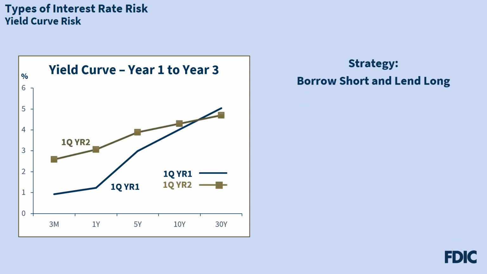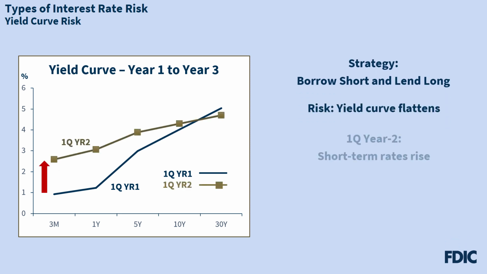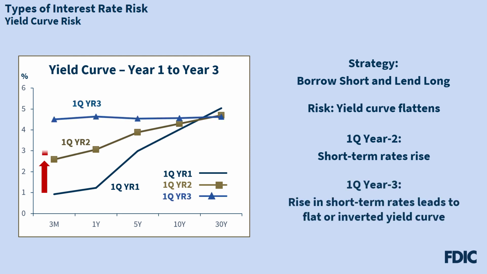Let's say that over the next 2 years, the yield curve flattens. Short-term rates increase in year 2, while long-term rates decrease slightly. As a result, the spread between short and long-term rates narrows and bank margins begin to fall. In year 3, the yield curve flattens even more as short-term rates increase further. This change essentially eliminates the interest rate spread.